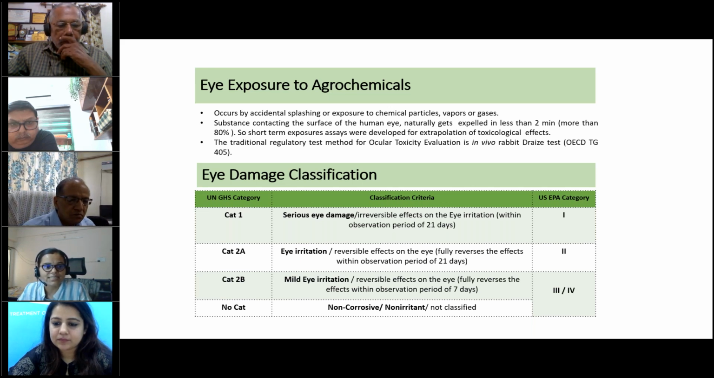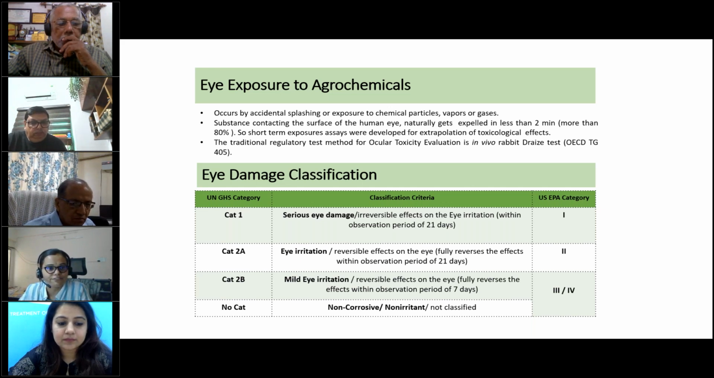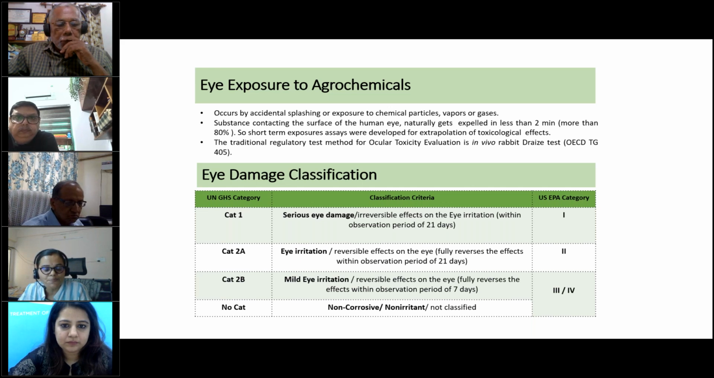Then the common category of category 2 refers to eye irritation, wherein category 2A is classified as eye irritation where the effects on the eye are fully reversible within the observed period of 21 days, and the category 2 accounts with the US EPA category. Category 2B of UN GHS accounts to mild irritation where the reversible effects on the eye are observed within a period of 7 days, fully reversible, and no category where the chemical accounts to non-corrosive, non-irritant and not classified.